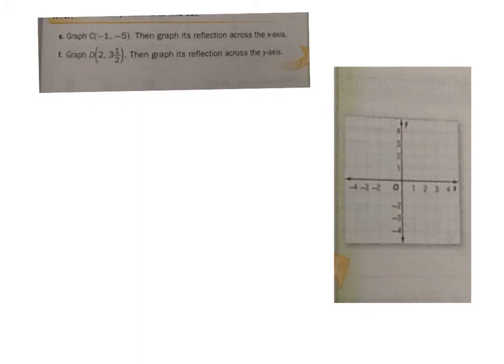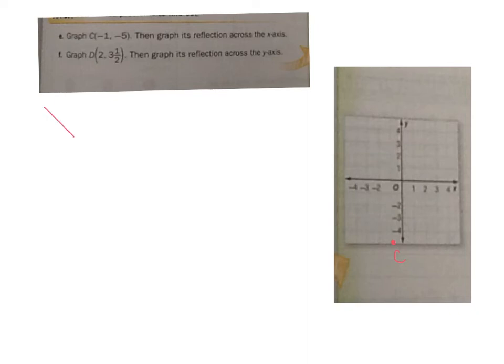You can follow along with me on page 405. We are going to do E and F. Graph C, which is -1, -5, then graph its reflection across the x-axis. So I'm going to graph -1, -5. -1, -5 is down here, and that is going to be my C.